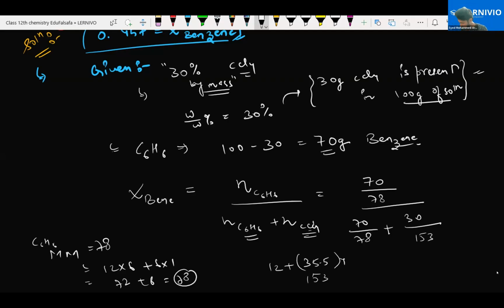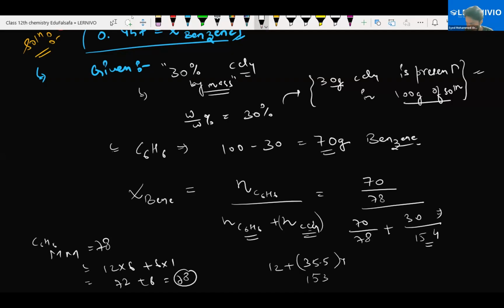And if we add 12, sir, to find the moles of benzene, will it be divided by, I mean, in the numerator, will it be 70 or 30? 70. If you need to find the moles of CCl4, the given mass which is given to you is divided by the molar mass, and the molar mass is 154, not 153. It's 154. Got it?